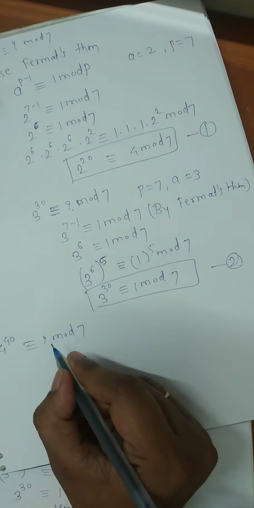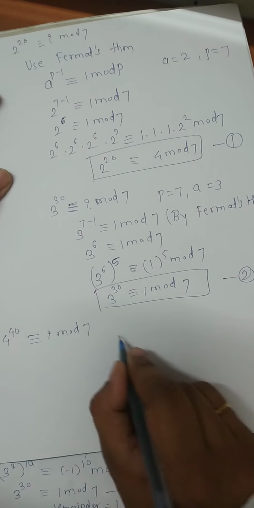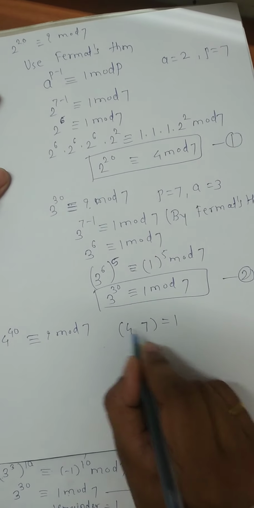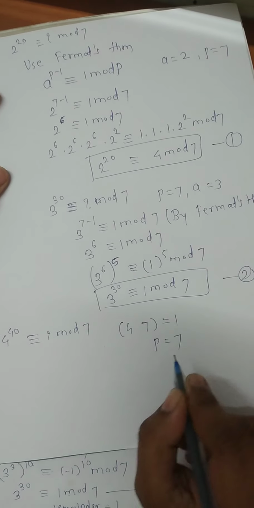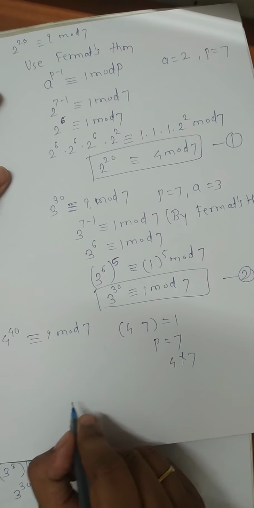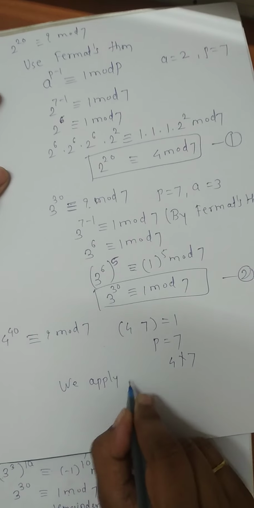4 to the power 40. Yes. So first of all, the GCD of 4 and 7 is 1. For Fermat's theorem we want the GCD of 4 and 7 to be 1 and p is 7, which is prime. Yes. And 4 does not divide 7. Okay. So we apply Fermat's theorem.